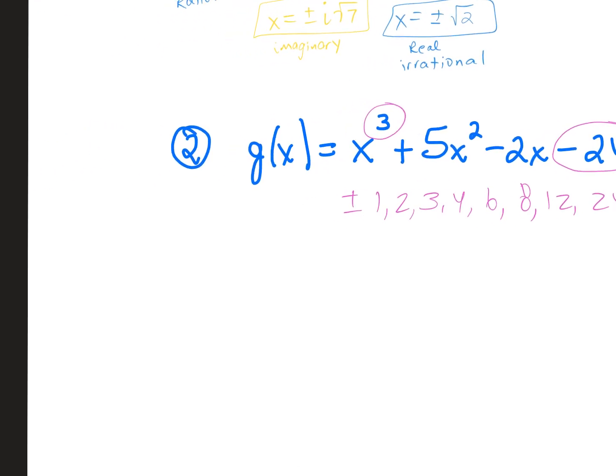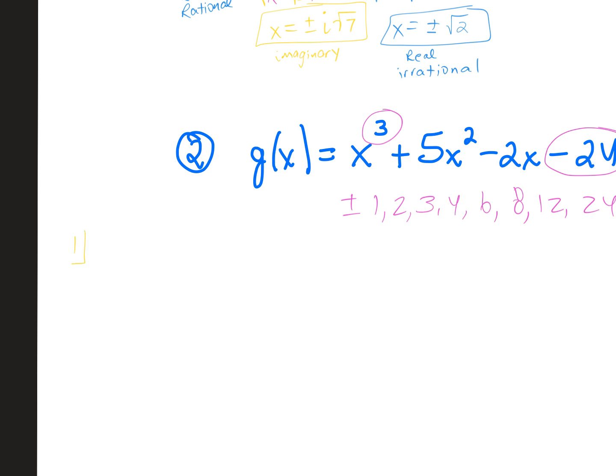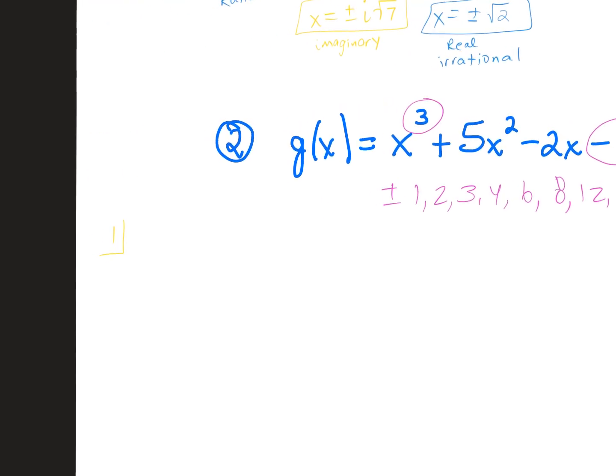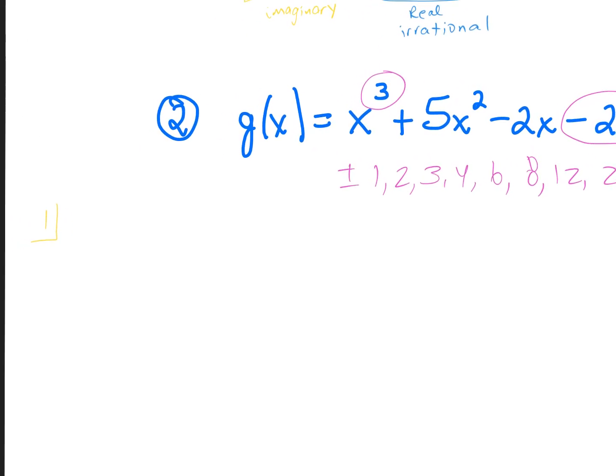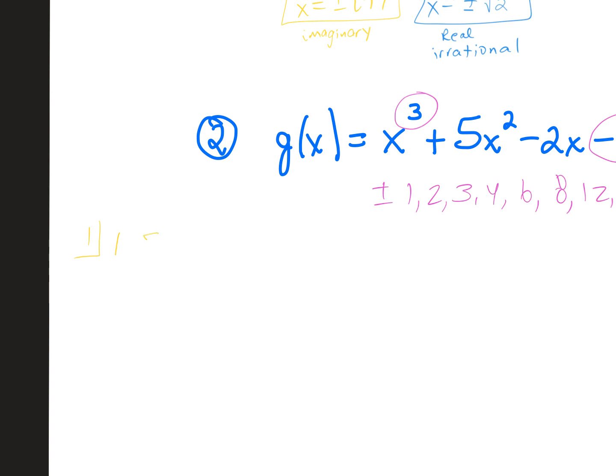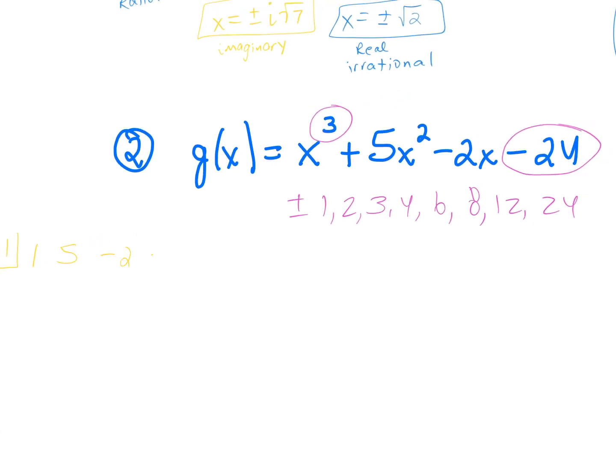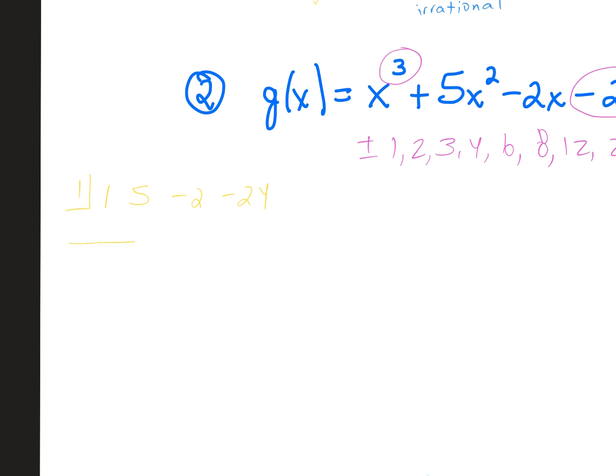So let's just start with positive 1. I know this is a refresher, but we're trying to find where the remainder is 0. That means it's a factor. So I have 1, 5, negative 2, negative 24. We're going to use synthetic division to find a remainder of 0. So take your time, bring down that first term. 1 times 1 is 1. 5 plus 1 is 6. 6 times 1 is 6. Negative 2 and 6 is 4. 4 times 1, is this going to work? No, don't waste your time. Go to the next factor.